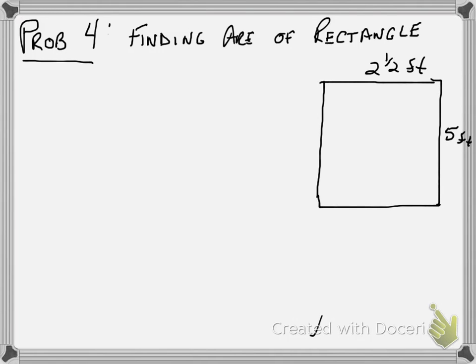Problem 4 is finding the area of a rectangle. Now, finding the area of the rectangle is pretty simple. It's just base times height or length times width or whatever you want to talk about. So it's just 2.5 times 5. But what I want to talk about again is fractions. So 2.5 to convert to an improper fraction is 2 times 2, which is 4, plus 1. So you multiply these, you add 1. So 2 times 2 is 4, plus 1 is 5, and the denominator is 2.